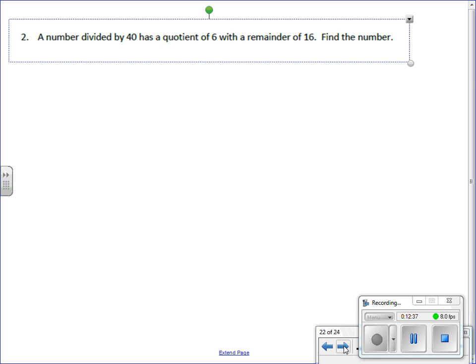Okay, next one is going to be those find the number problems that I like. It says a number divided by 40 has a quotient of 6 with a remainder of 16. Find the number. So what you need to remember on these, to do this find the number in division, we're going to have to use the check. First thing I want to go over again though, here's our division sign. This is the dividend. This is the divisor. This is the quotient.